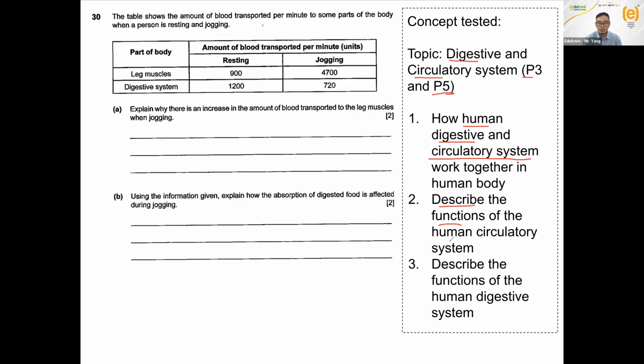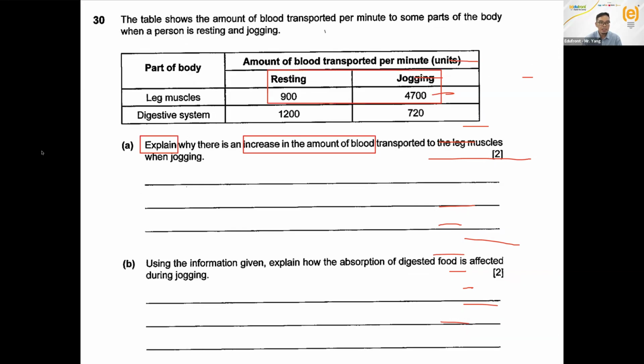Describe the function of the human circulatory system. And thirdly, describe the function of the human digestive system. So let's analyze the data given. Let's take a look at the keywords here. First, part A, explain why there was an increase in the amount of blood transported to the leg muscle when jogging. When we jog, you can see the leg muscle at rest, 900 units of blood transported, but when you are jogging, wow, more than 5 times, 4,700. So what is the reason?